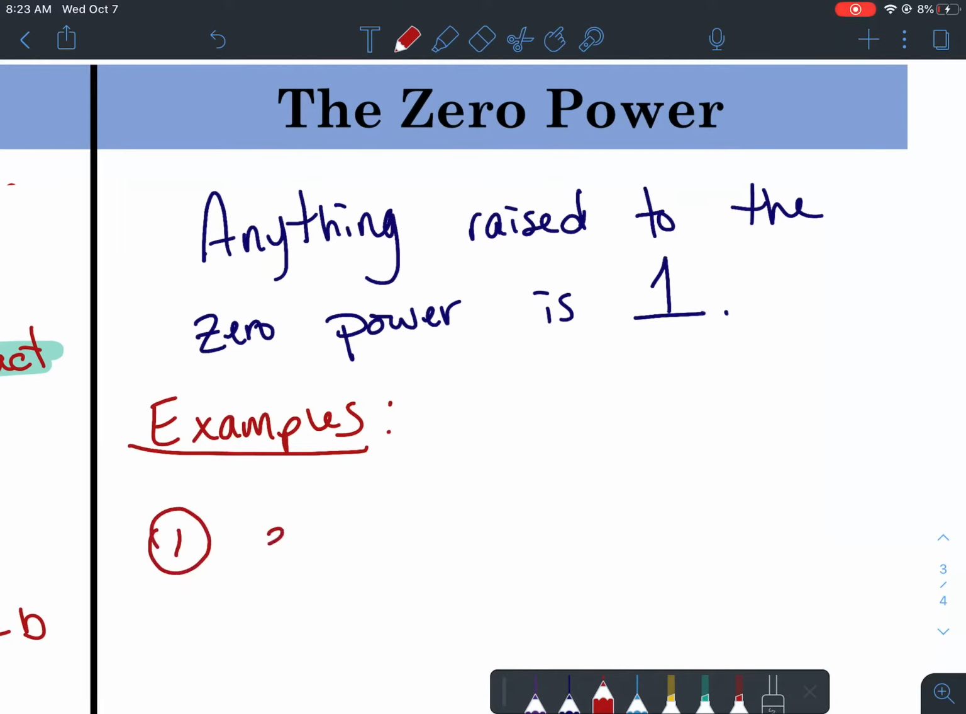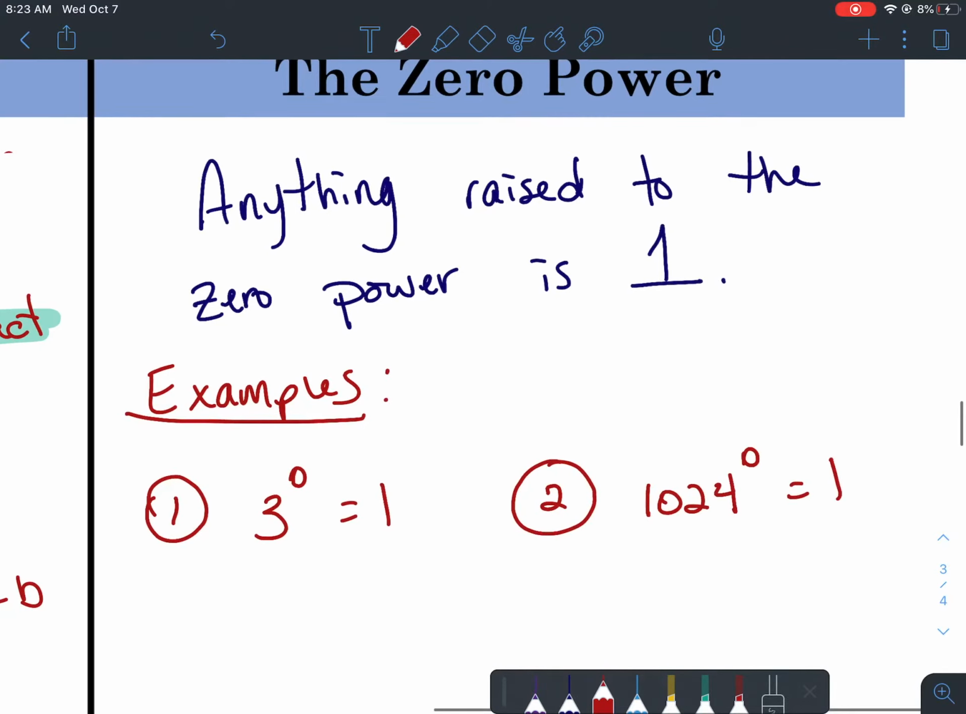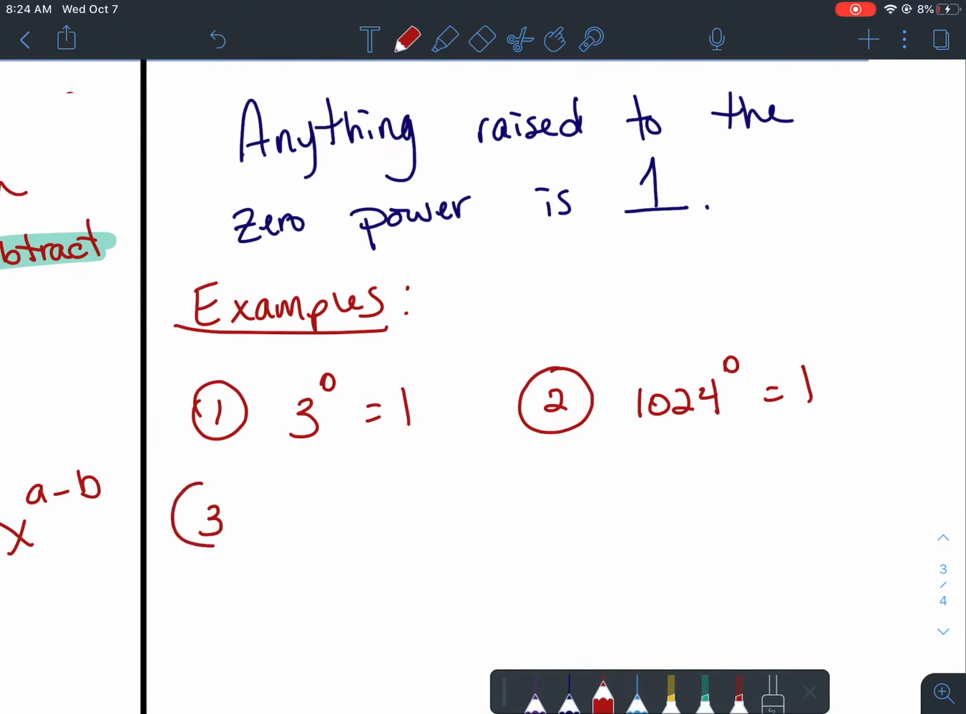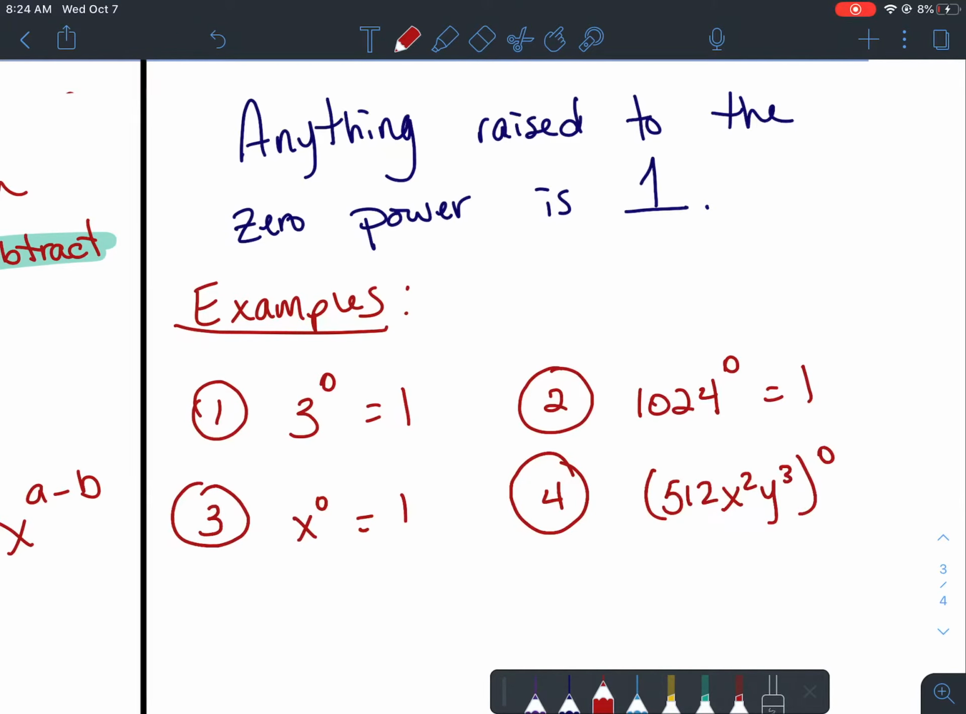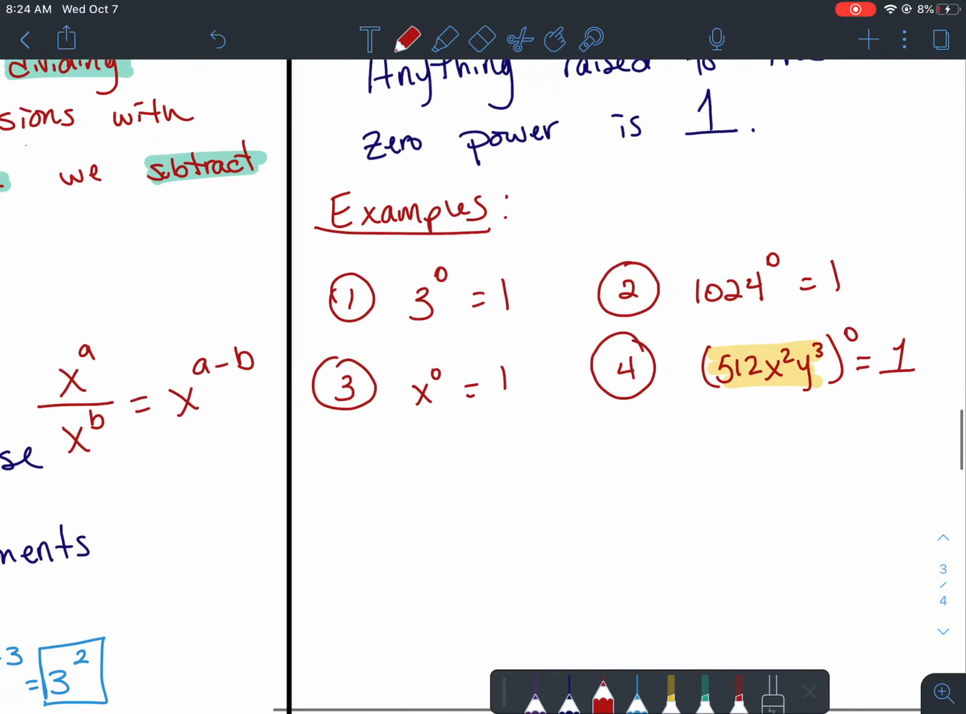If we are given 3 to the 0 power, it equals 1. If we're given 1,204 to the 0 power, it also equals 1. Same goes for variables. x to the 0 power equals 1. Even something like 512 x squared y to the 3rd, all to the 0 power, means that entire thing is raised to the 0 power. So that's going to equal 1. So anything to the 0 power is equal to 1.